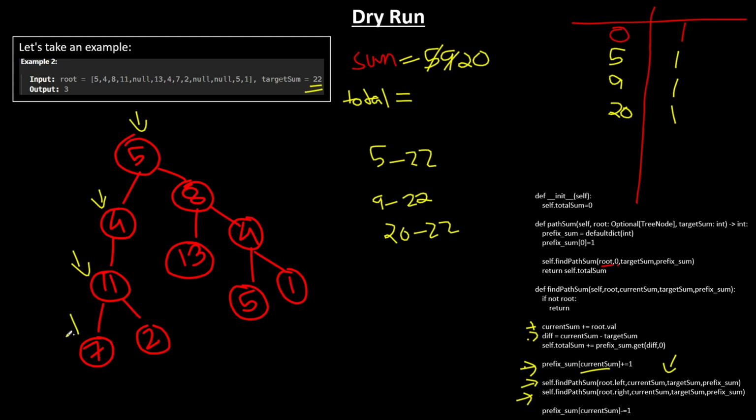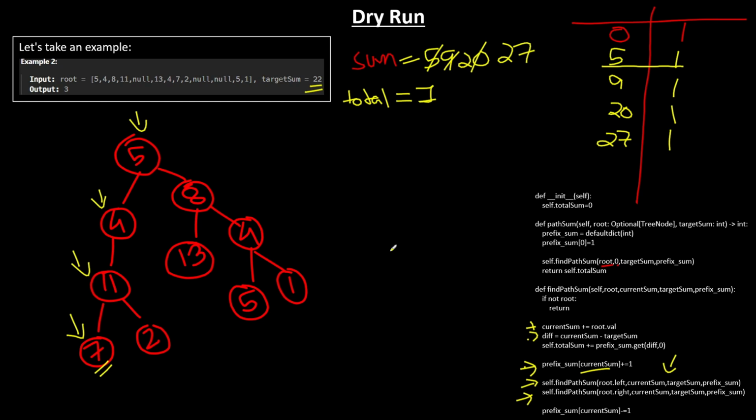We move ahead. Now it is 7. So the sum becomes 27. And now 27 minus 22, how much is it? Gives me 5. Correct? So we look into the map. Okay, we can see there is 5 here, where the count is 1. So our count becomes 1. Fine. And we store this 27 into our map. Fine. Let me clean this up now. This part is done. Very good.